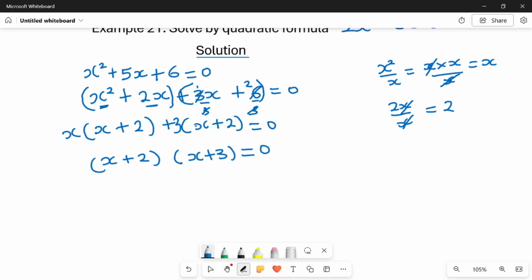This is also equals to 0. You see the step we are following? We are breaking it down bit by bit. So the next step is to what? Equate each of them to 0. So we have that x plus 2 is equals to 0, and x plus 3 is equals to 0. Finally, we have that x, if we take 2 to this other side, to become negative, x equals to minus 2, or x will be equals to what? Minus 3. Very simple, right?